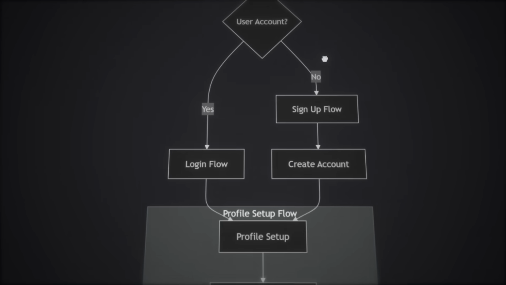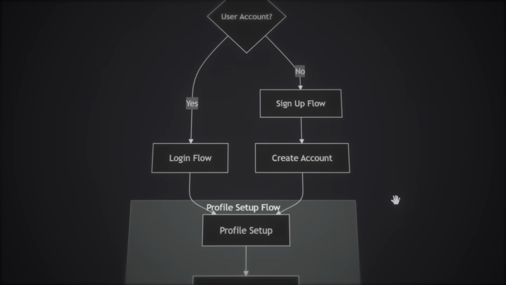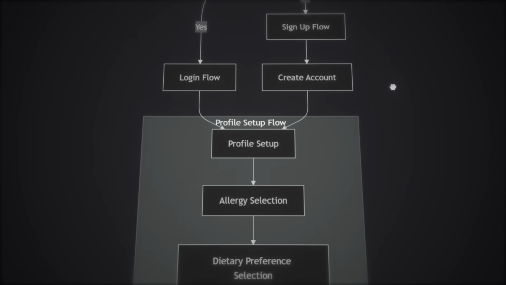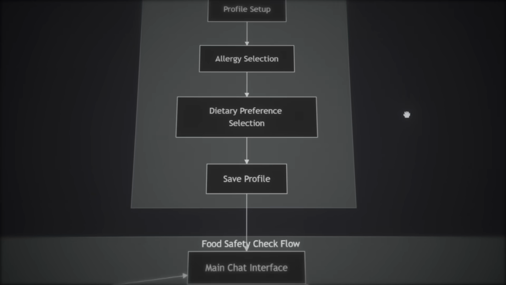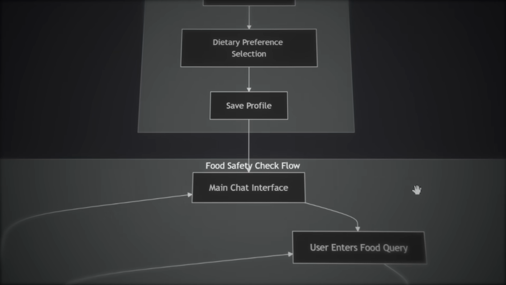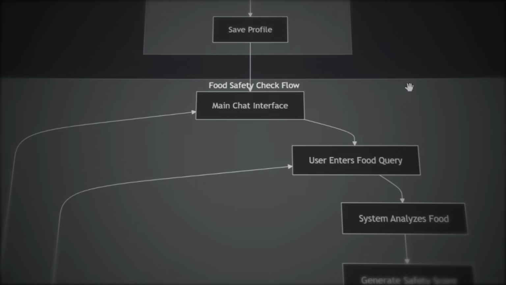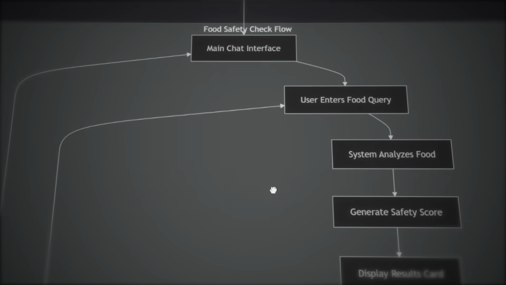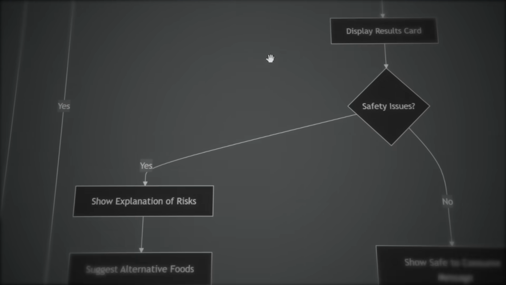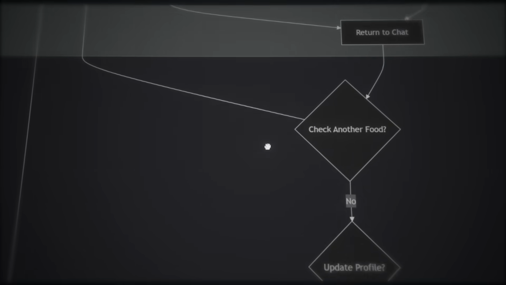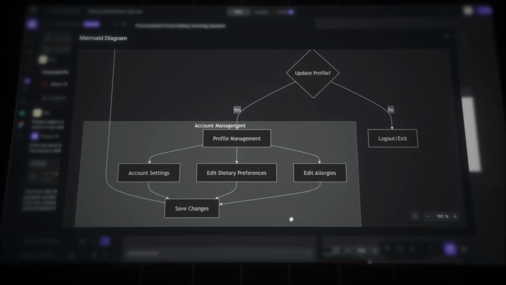We start on the landing page, we create an account or log in. Then, we go through the profile setup, where we enter details like, what allergies do you have, and what are your dietary preferences. Once that's done, we're redirected to the main page, which is the AI chat, where we can ask food-related questions. The mermaid diagram also maps out what happens when we interact with the AI chat, and we can also update our profile settings, log out, or edit our preferences.